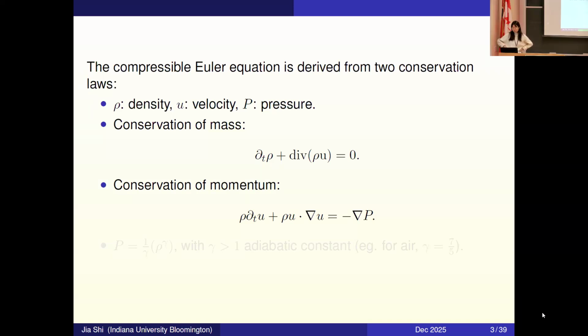So for the isentropic compressible Euler, you have the pressure given by the gamma law. So P is equal to 1 over gamma times rho to the gamma power. And here gamma is a physical constant that is greater than 1. It depends on the gas you are using, so you take different constants. For example, for air, the diatomic gas, you take gamma to be 7 over 5.